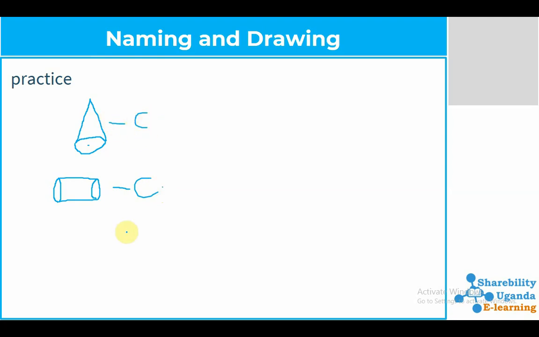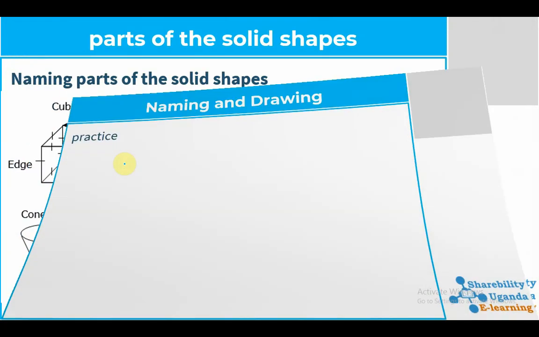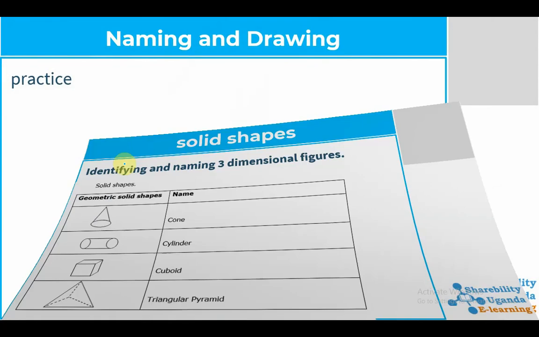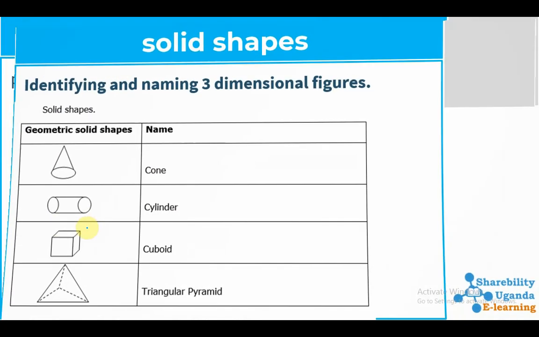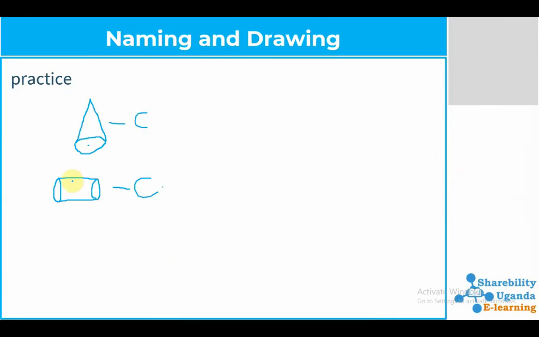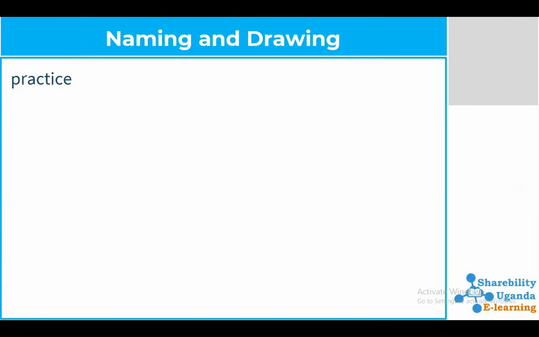Okay, let's also draw another shape. Another shape is a cuboid. We are going also to draw our cuboid. For us to draw our cuboid, you first draw. We shall be able to look at this. We have a drawing on that.